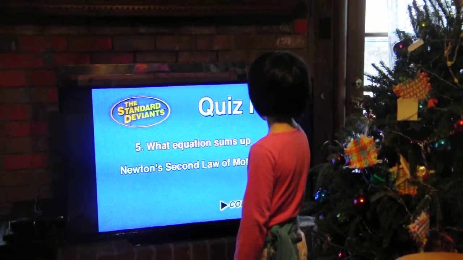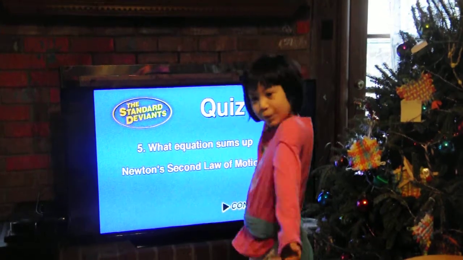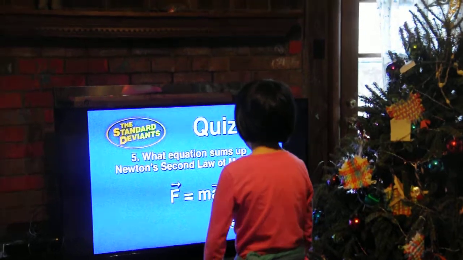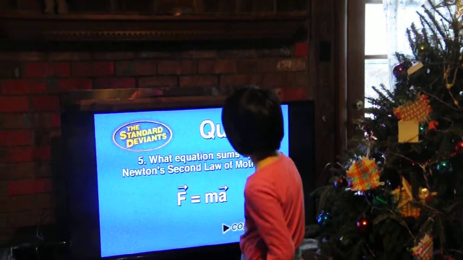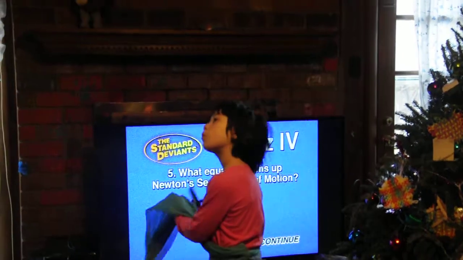Number 5. What equation sums up Newton's second law of motion? Newton's second law of motion states that force equals mass times acceleration, or F equals ma.